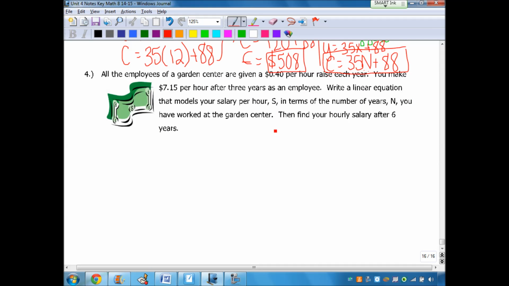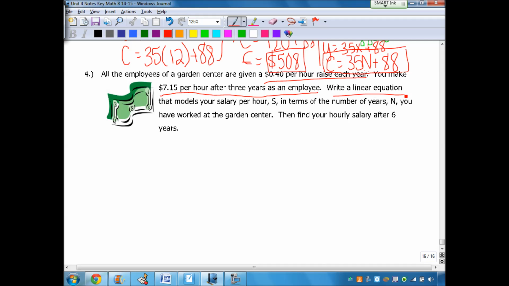All right, question number 4. All the employees of a garden center are given a 40-cent per hour raise each year. You make $7.15 per hour after 3 years as an employee. Write a linear equation that models your salary per hour, S, in terms of the number of years, N, you have worked at the garden center. Okay? And then we'll do the next part in a minute.